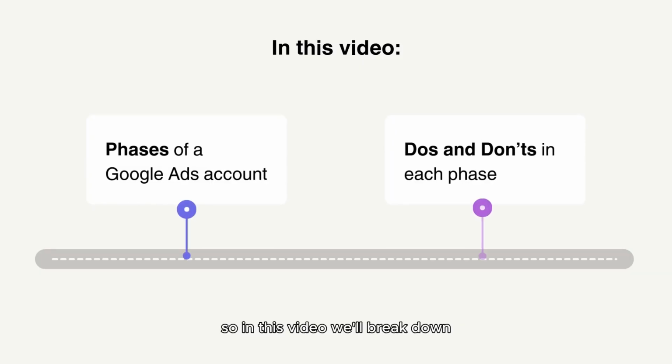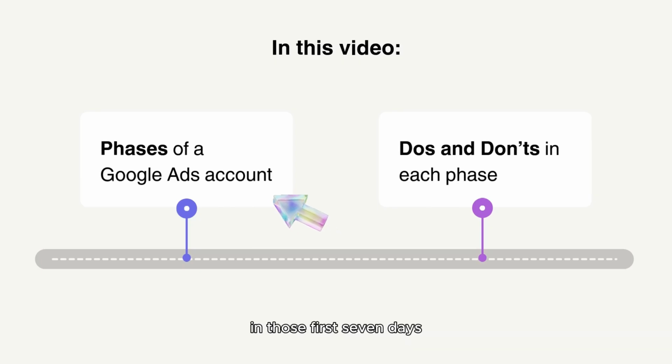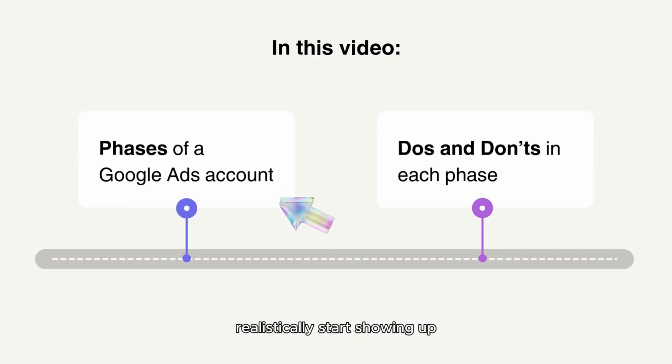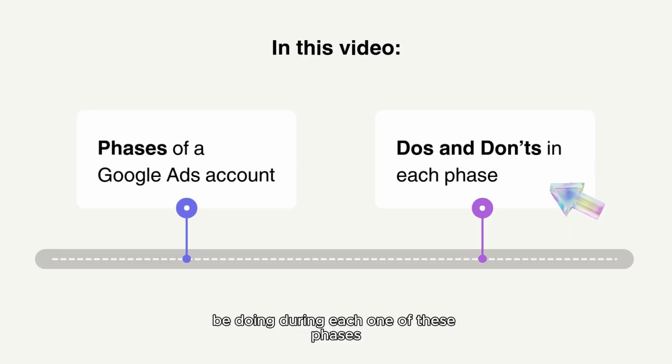So in this video, we'll break down exactly what happens in your Google Ads account in those first 7 days, 30 days, and 90 days, so you know exactly what to expect when results realistically start showing up. And we'll go through what you should or should not be doing during each one of these phases.